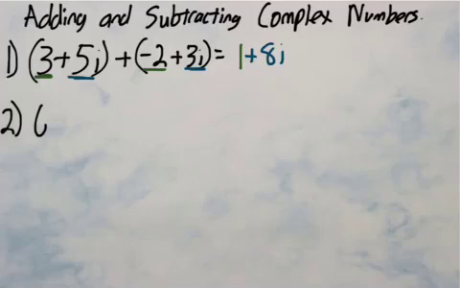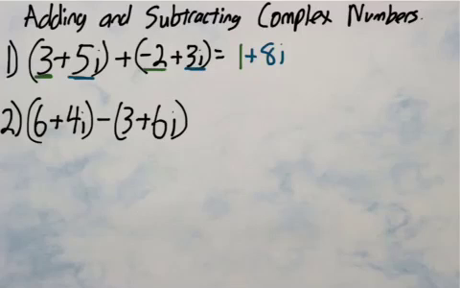All right, subtraction is really going to work the same way. So we're going to have 6 plus 4i minus 3 plus 6i. We look at our like terms there, our a's, 6, and then we're going to do minus 3 will be 3. And then we have a 4i minus a 6i. We'll put a minus 2i, and we've got it.